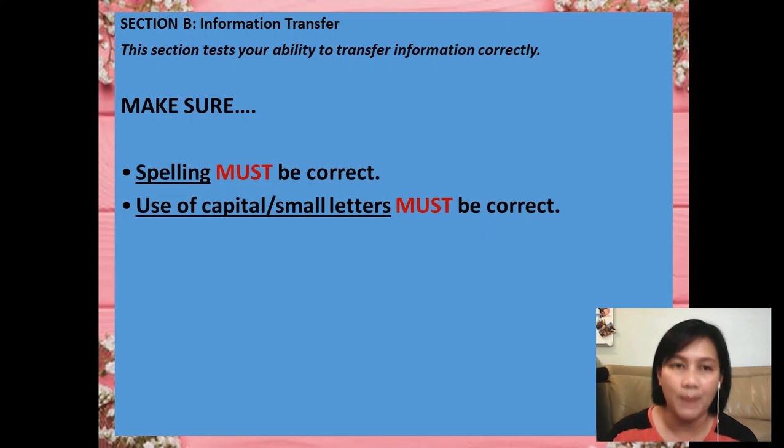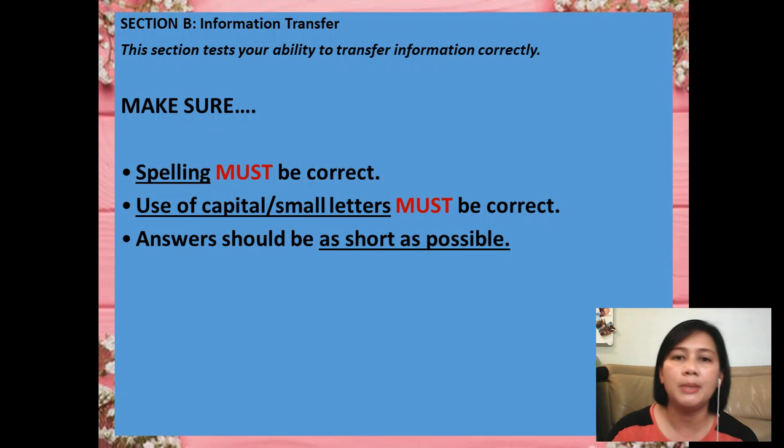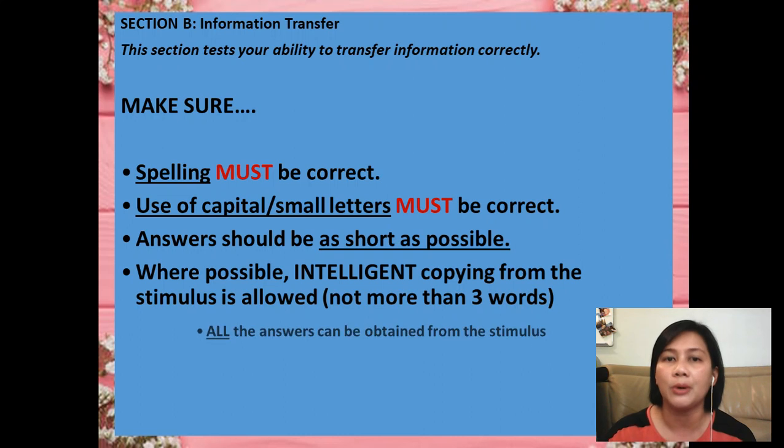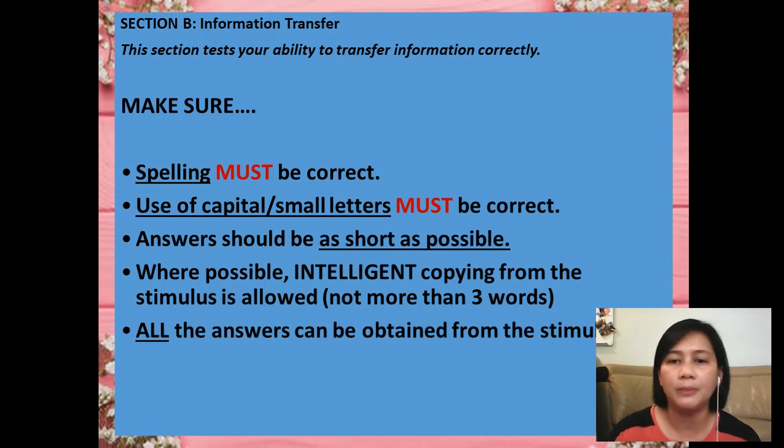Jangan ubah apa-apa. Answer should be as short as possible. Don't copy the whole sentences. Jangan salin ayat sepenuhnya. Where possible, intelligent copying from the stimulus is allowed, not more than 3 words. You can copy from the text, but make sure it is no more than 3 words. All the answers can be obtained from the stimulus. Stimulus means the passage, passage yang awak baca itu. The answers are all in the text.